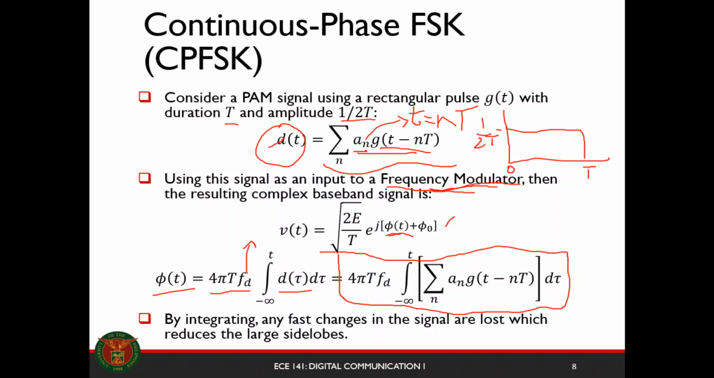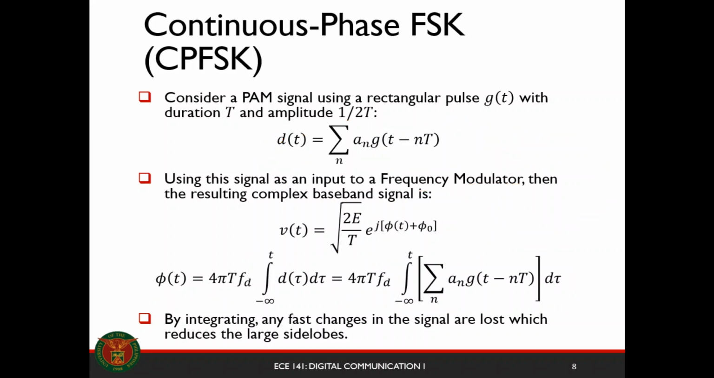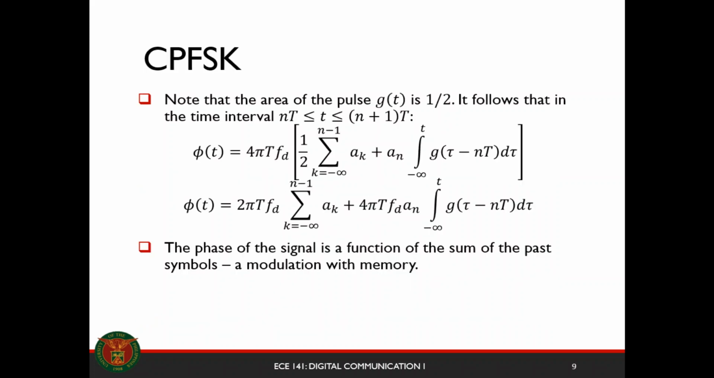By integrating, the abrupt changes inherent in this d of t will be removed. So for example, the abrupt transitions from your square wave become a triangle wave. So that means the phase of your signal is continuous, by removing the discontinuities through integration. By definition of g of t, note that the area of that pulse is 1/2.